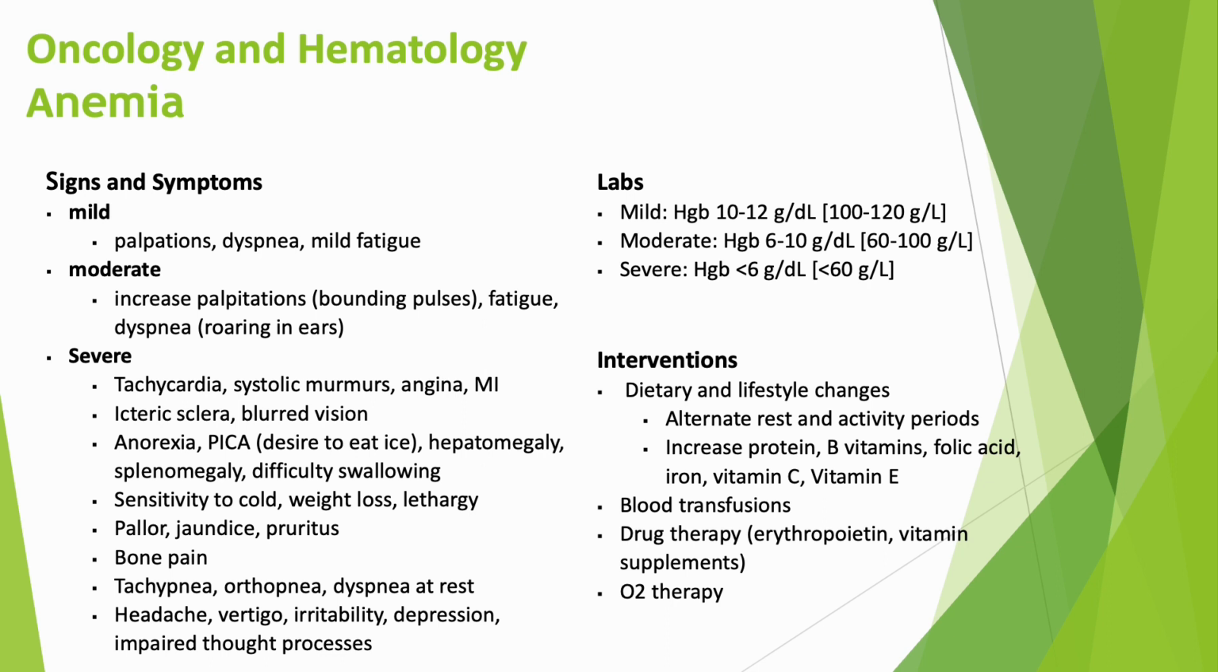So again, we would want to get a CBC because that's a complete blood count to include what our hemoglobin and hematocrit looks like and the things that we need to know, right? What do our red blood cells look like? What is that? What's going on with the internal structures of those cells?